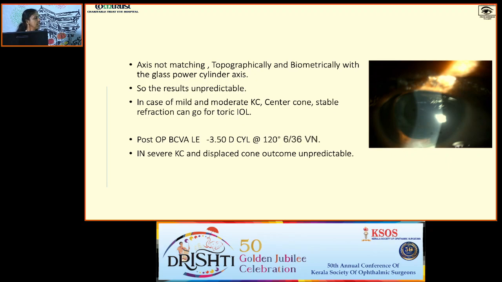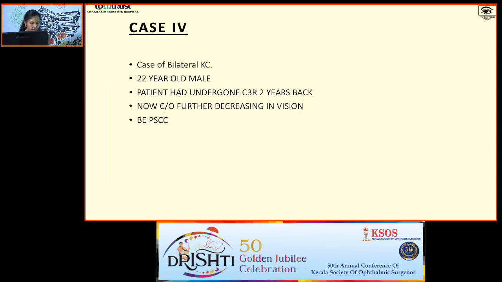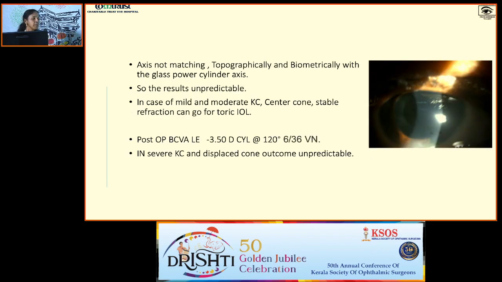So in such patients, if it is mild or moderate keratoconus, with a central cone and repeatability of biometry, you can go ahead with toric IOL implantation. But if the K value is more than 50, it is better to go for monofocal implantation.